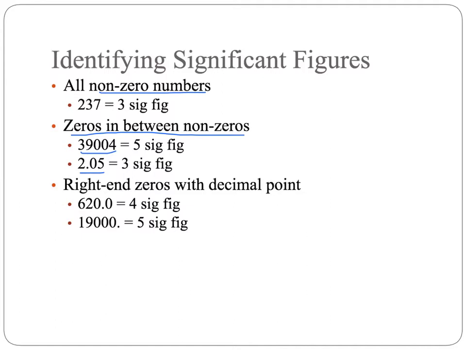Then you have zeros that are on the right end. If there is a decimal point present in the number, then those zeros are significant. So 620.0 has 4 significant figures, and 19,000 written with a decimal point at the end has 5 significant figures. This last one is not used by your textbook, but you may see it as you move on in science. And so if there is a decimal point, every right end zero is significant.